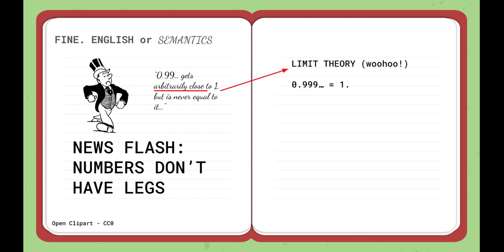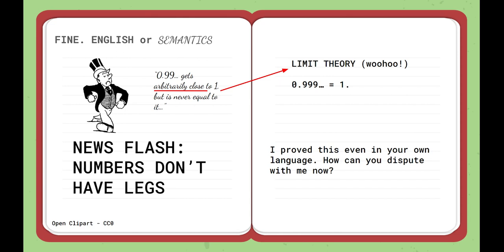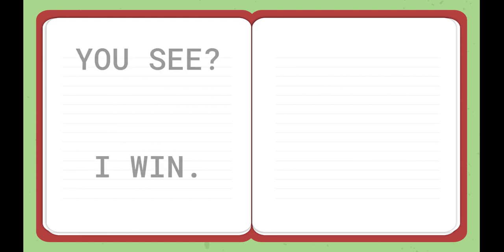This getting arbitrarily close refers to something called limits. And according to limit theory, getting arbitrarily close means that 0.9 repeating does indeed equal 1. I prove this in English. There is no dispute. So I win, right?